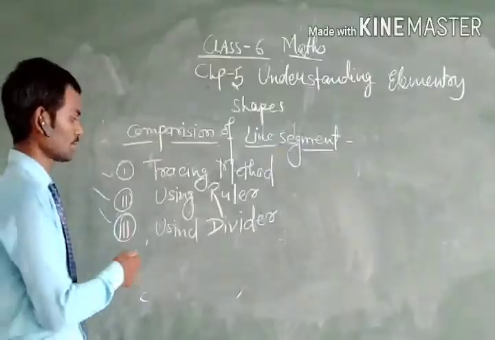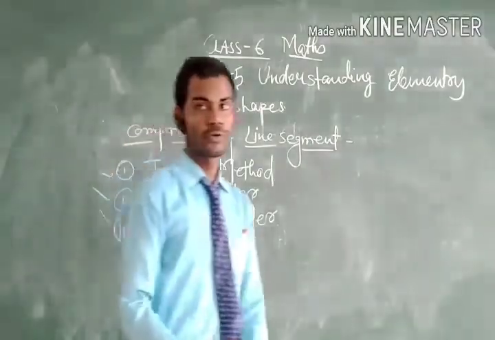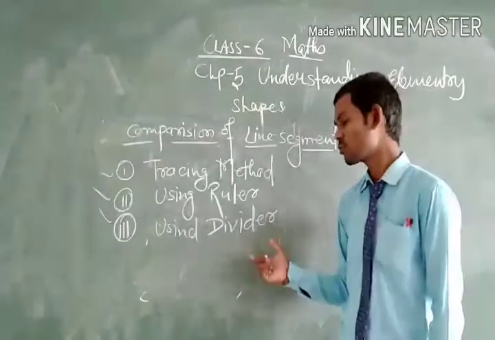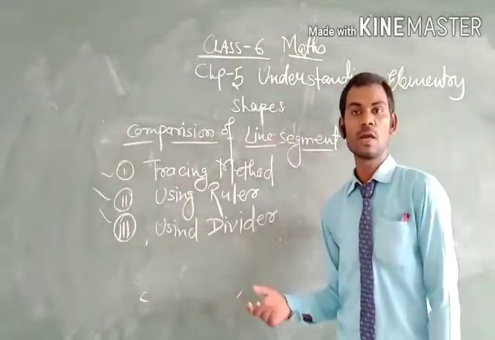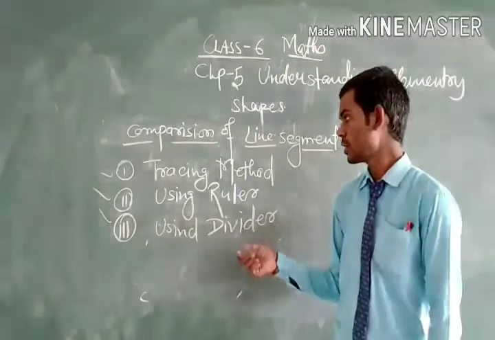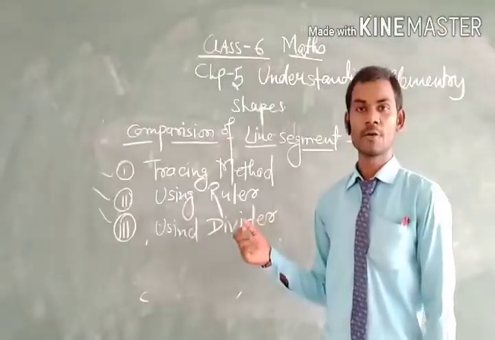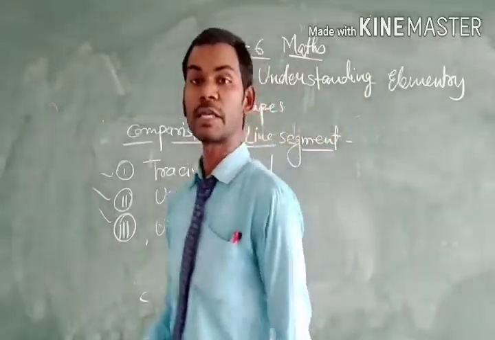And third one is using a device. This is a very new method to measure the length of a line segment, and we also use it for the comparison of two line segments. So how do we use these methods? Now let us discuss them one by one. So here the first is the tracing method.